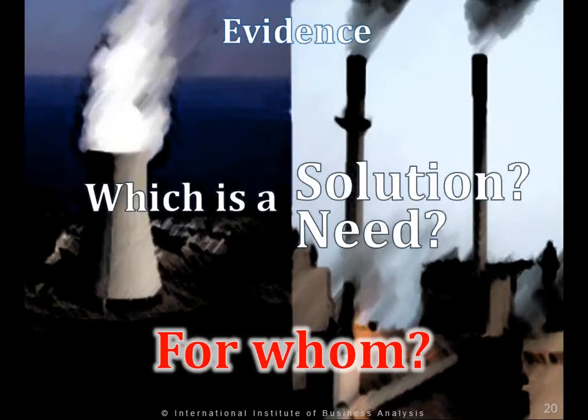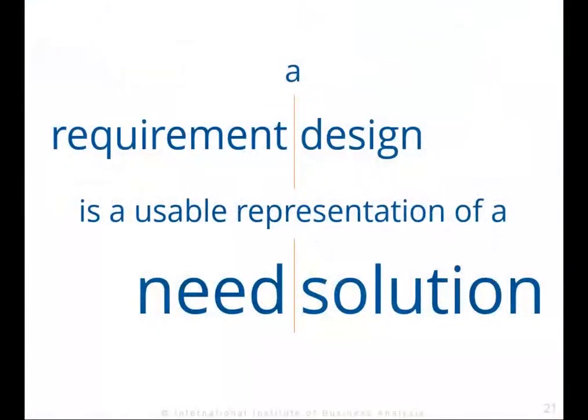Next slide, please. And the way we're intending to change that is by defining need, defining solution, and defining requirements and designs relative to those core concepts. So in version 3, what we're proposing is a requirement is a usable representation of a need, and a design is a usable representation of a solution. Representation could be a document, could be a discussion, it could be interpretive dance, I suppose. That might be stretching it, but it's a representation of something. It's not the thing itself.